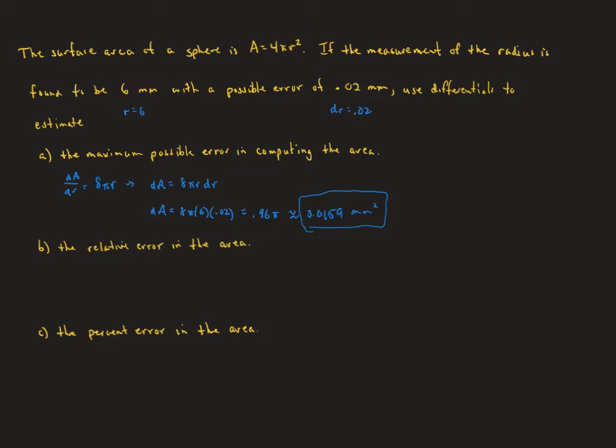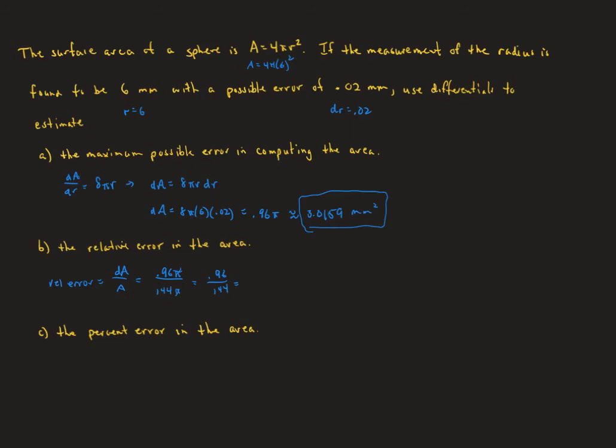So our relative error is going to be dA over the actual area. I'm going to go back to the 0.96 pi. There was our dA, and for the area we're going to evaluate the area at r equals 6. Six squared is 36, and 4 times 36, I think, is 144 pi. So we can say that that's going to be 0.96 pi over 144 pi.